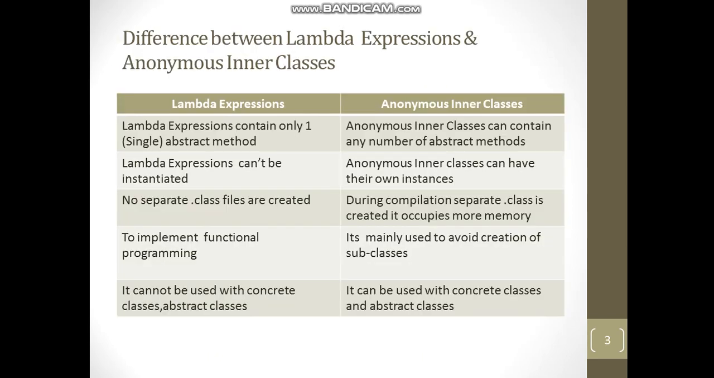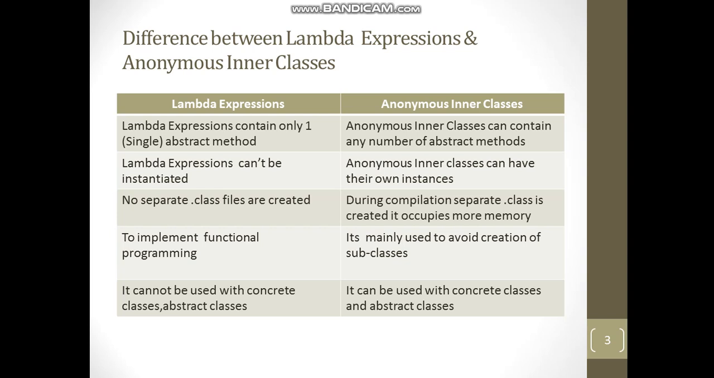As you can see in this slide, we have taken the differences between lambda expressions and anonymous inner classes. In point number one, a lambda expression contains only a single abstract method, and anonymous inner classes can contain any number of abstract methods. Secondly, lambda expressions can't be instantiated. Anonymous inner classes can have their own instances. So you can create instances from anonymous classes, but lambda expressions can't be instantiated. So we can't create objects, in other words.